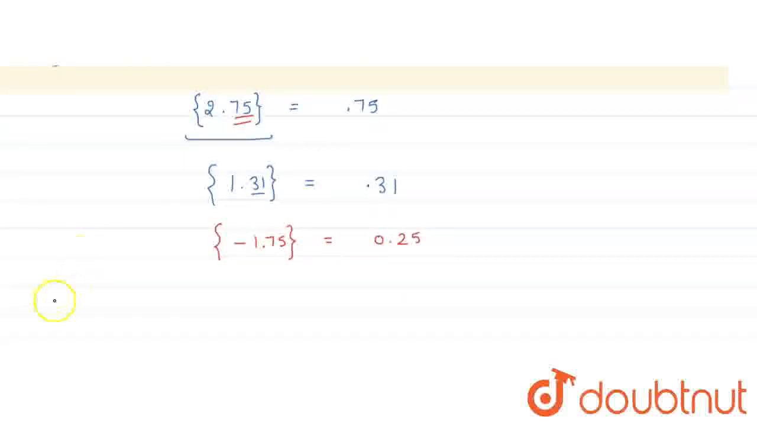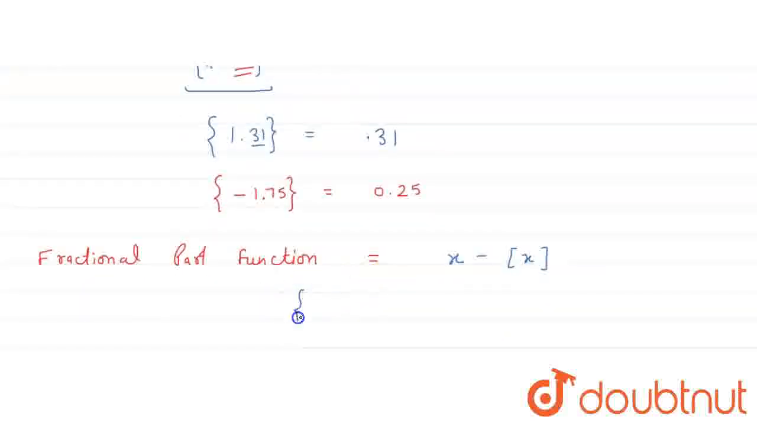So let us recall the definition of the fractional part function. This function is nothing but x minus the greatest integer function of x. So this is the fractional part function: {x} = x minus [x], the greatest integer of x.